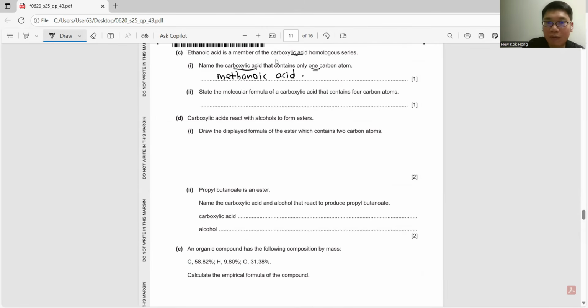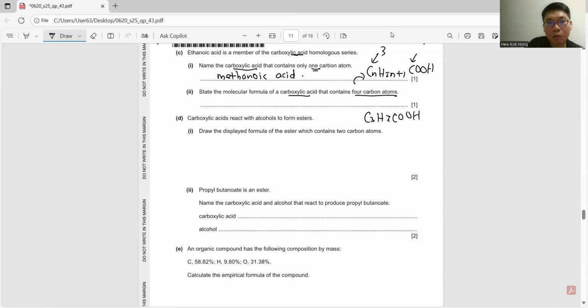State the molecular formula of carboxylic acid that contains 4 carbon molecules. So you can use the general formula, CnH2n+1COOH. 4 carbons, so here already have 1. Here confirm 3, C3H7COOH.